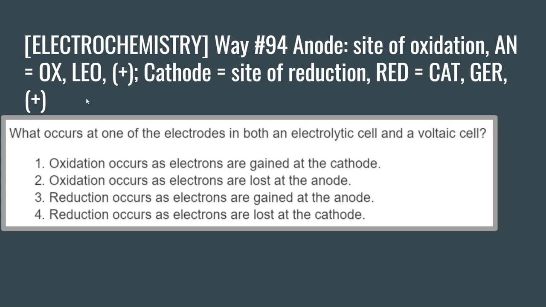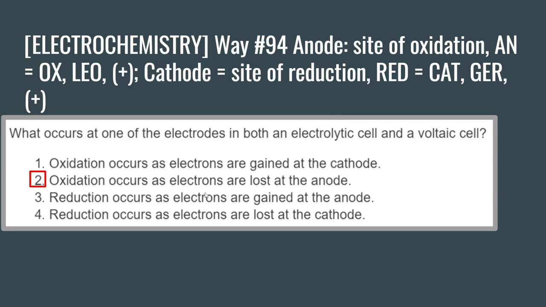So, what occurs at one of the electrodes in both an electrolytic cell and a voltaic cell? In general, in all electrochemistry, whether you're dealing with electrolytic cells or voltaic cells, the anode is always the site of oxidation, and the cathode is always the site of reduction. So the only one that correctly defines everything right is answer choice 2.